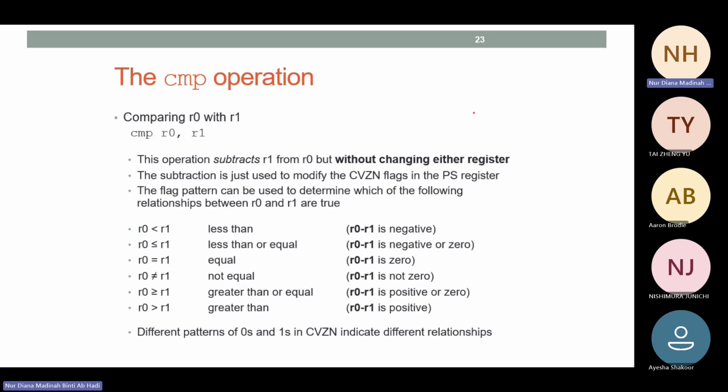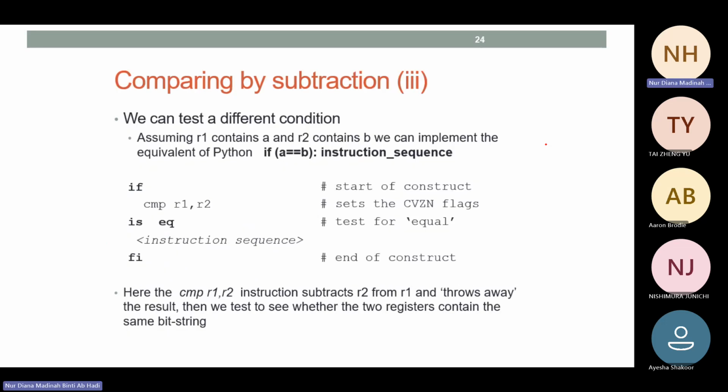Then we proceed. The CMP operation compares R0 with R1. It does the operation of subtracting R1 from R0, but without changing either register. The subtraction is just to modify the values inside your flags. The flag pattern can be used to determine which of the following relationships are true. It is still using the same pattern, it's just that you are not changing the values. So we can test a different condition, assuming R1 contains A and R2 contains B.